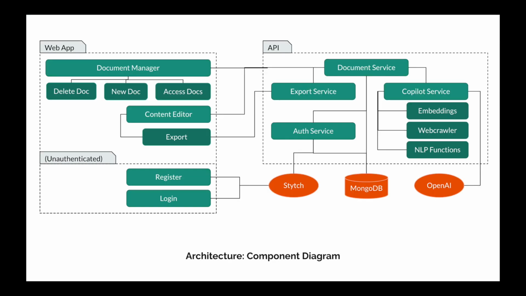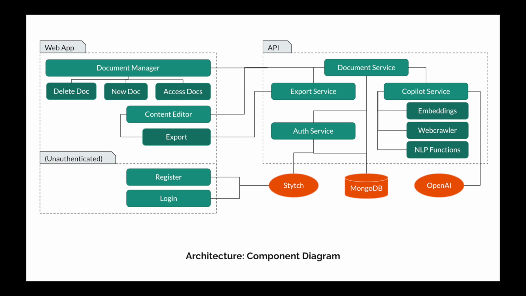Here we see the component diagram for Document Copilot. Looking at this, we can see that the main components of the system are highlighted in a lighter green, and the subcomponents are highlighted in a darker green. In addition to this, the orange-colored items are the external services linked to our system that support its functionality and store its data.